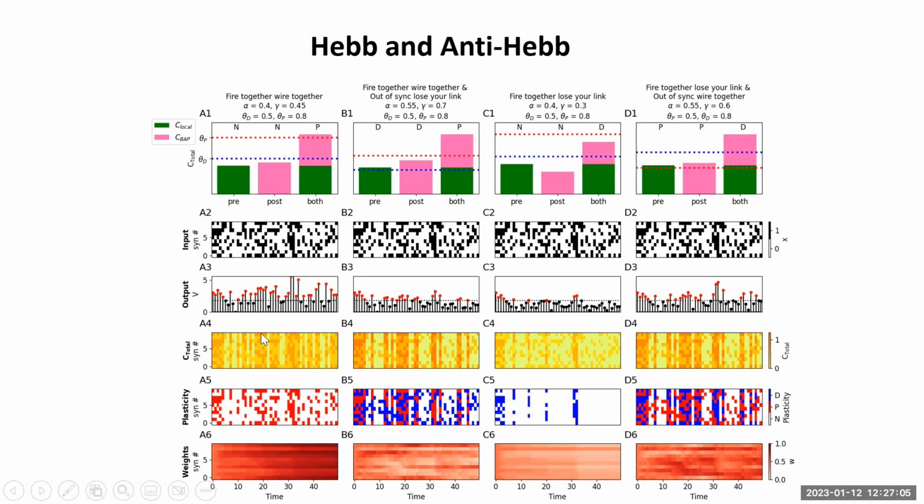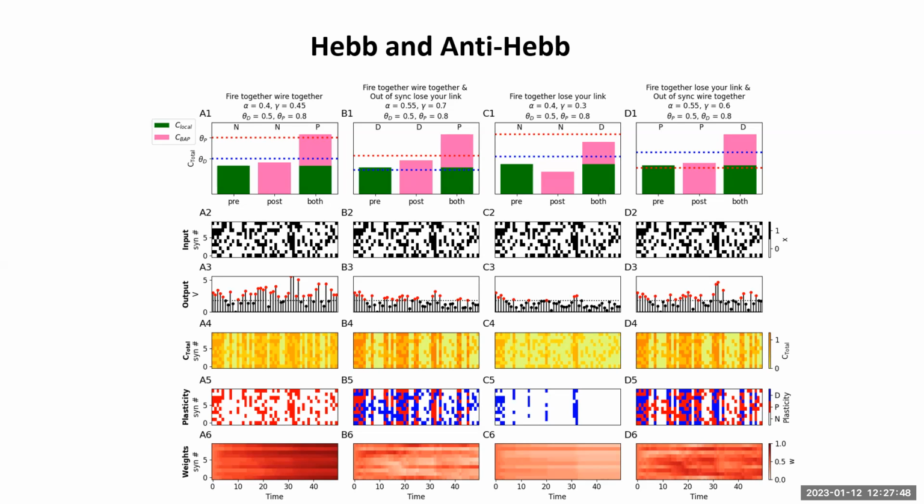Okay, but anyway, this is the standard fire together, wire together case. Now, there's another kind of Hebbian plasticity, which is fire together, wire together, and out of sync, lose your link. What that means is that if I have a presynaptic input and there's no postsynaptic spike, I want to depress that synapse. That's what you have in this situation where you only have a presynaptic input. It's above the depression threshold, so you depress the synapse. Similarly, if you only have a postsynaptic spike and a synapse which was not active at the time of that postsynaptic spike, we also depress that synapse.